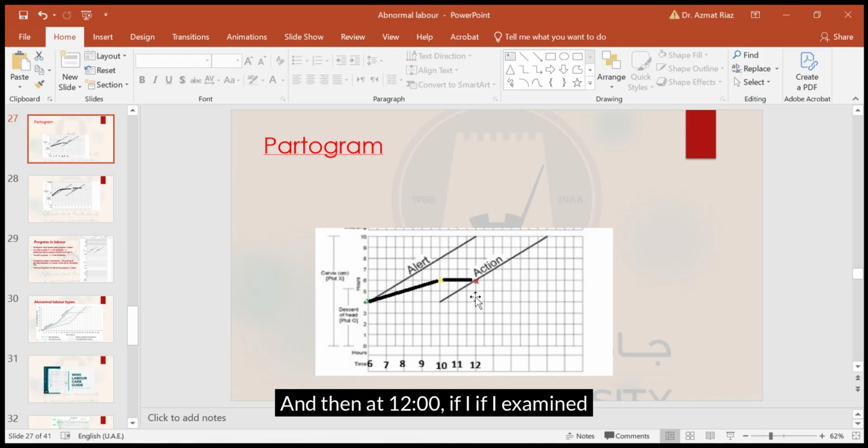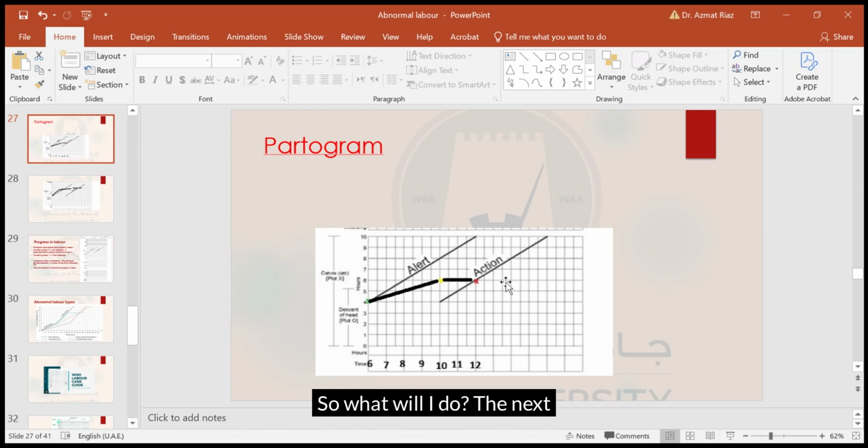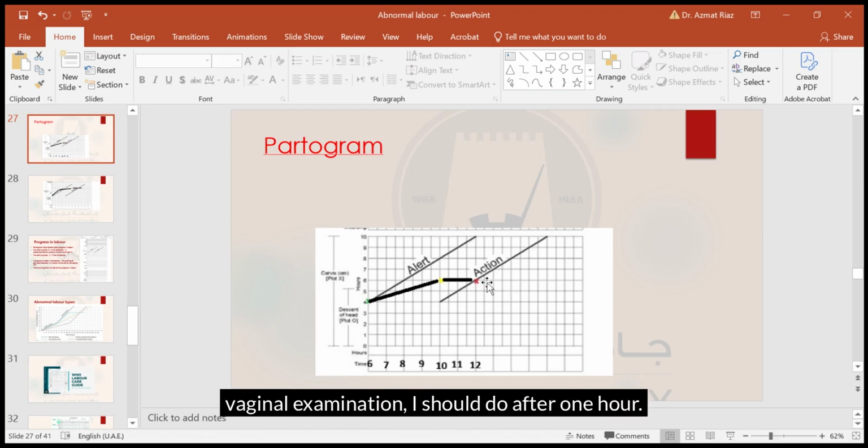And then at 12 o'clock, if I examined her, for example, she's still 6 centimeter. Oh, in the last 2 hours, she hasn't progressed. Remember, she is on action line now. She has not crossed it. So what will I do? The next vaginal examination I should do after 1 hour.